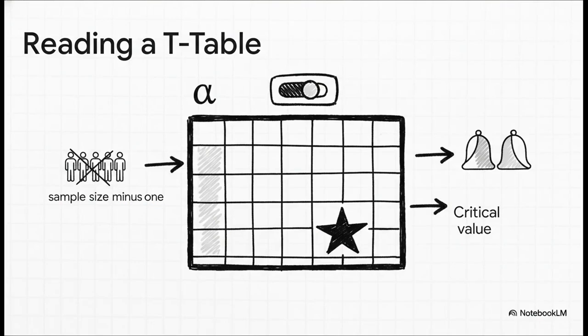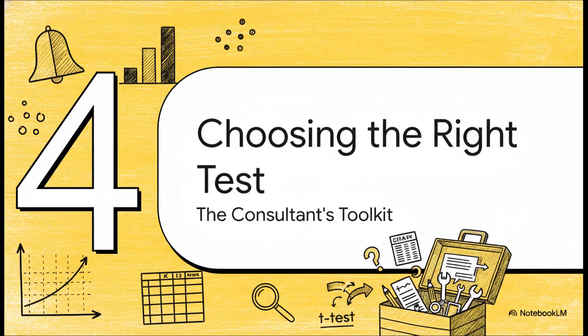To actually interpret that t-score, we have to compare it to a critical value from a t-table. Think of this as the line in the sand. If our score crosses that line, we have a significant result. And to find that line, you just need three things: the degrees of freedom, which is just your sample size minus 1, your alpha level, which is your risk tolerance, usually 5%, and finally, whether you're doing a one- or two-tailed test.